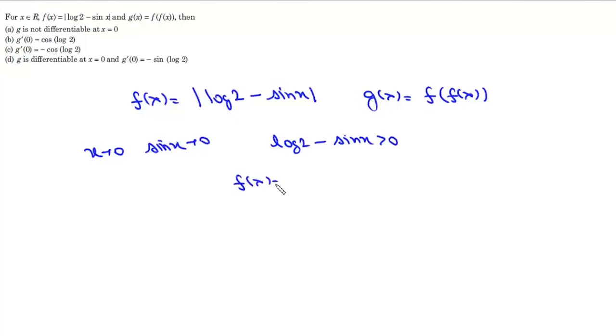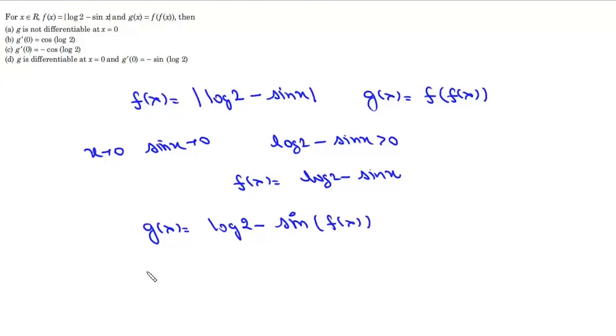That means this f(x) will be simply log 2 minus sin x. So this g(x) will be f of f(x), which is log 2 minus sin f(x). Now we differentiate this, we can write g dash x as minus, now this is cos f(x) into f dash x, and f dash x is minus cos x.